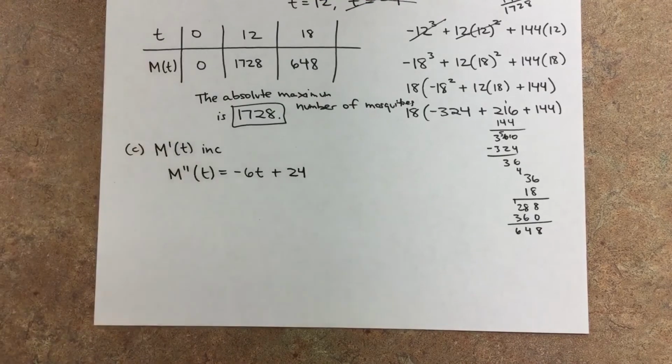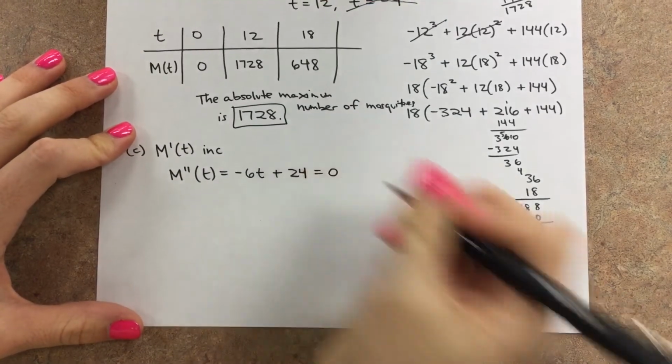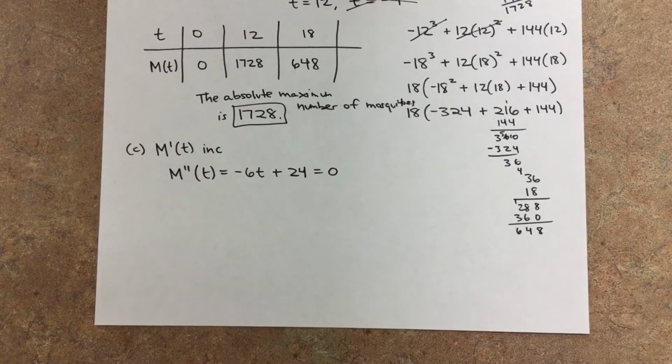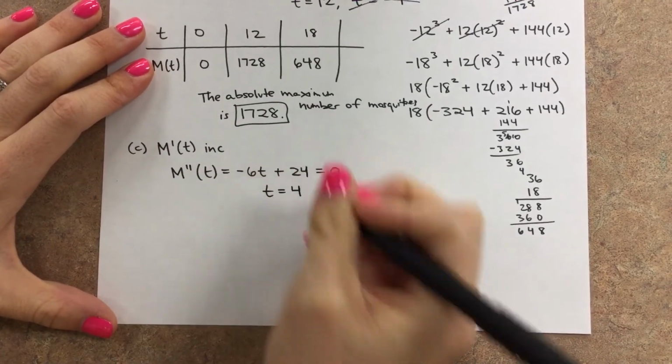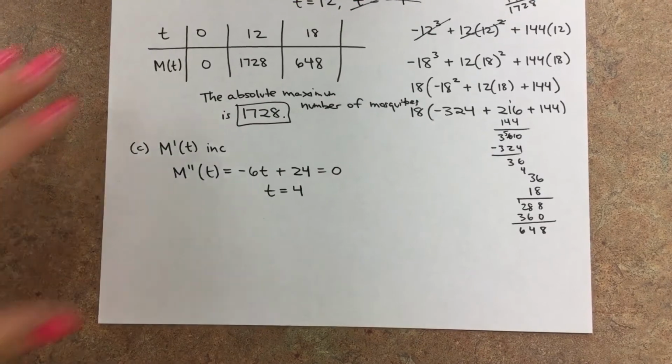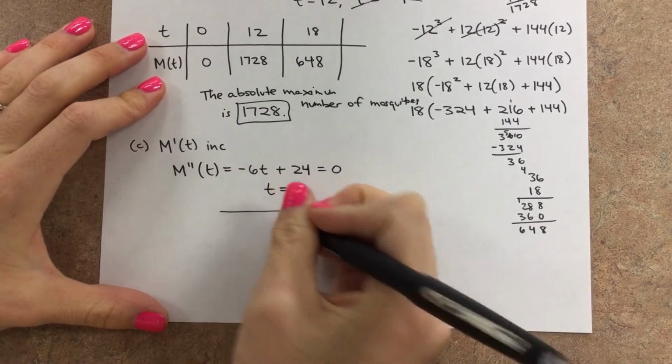If I want to know when it's positive, I need to start by setting it equal to 0, and then I'll set up a sign chart for my second derivative. Solving this is pretty straightforward. I just end up with t equals 4. So that is going to set up my sign chart. The 4 goes in the middle.